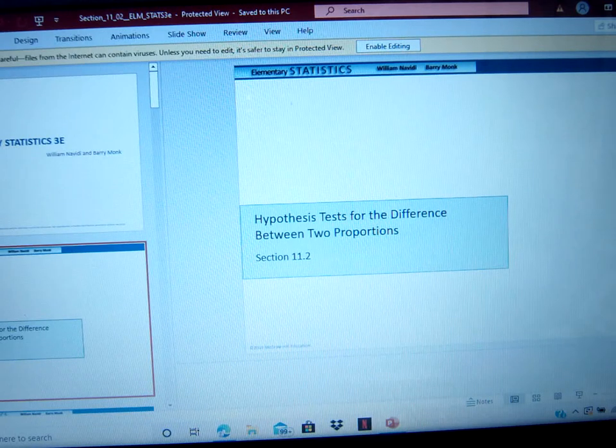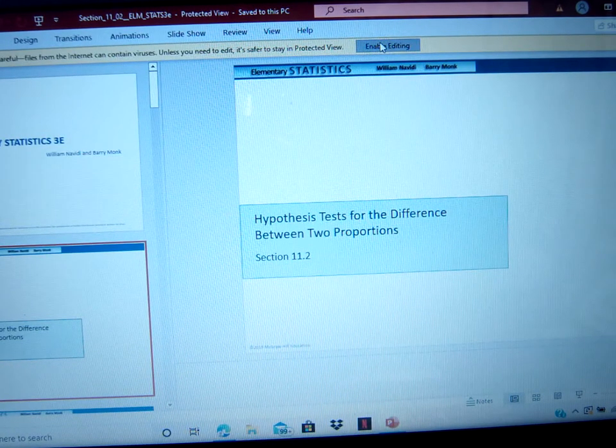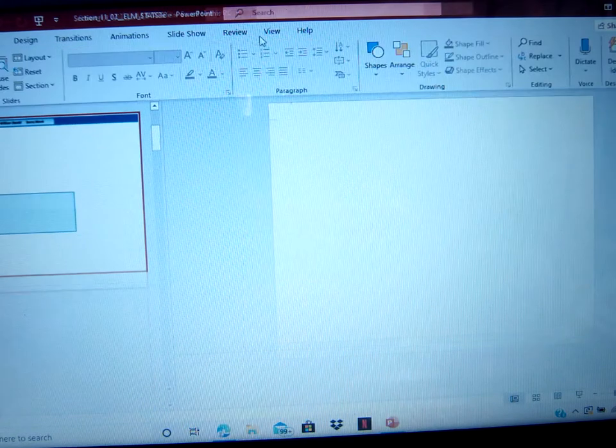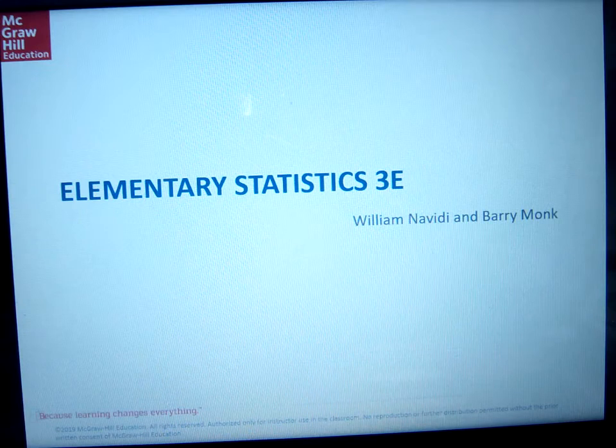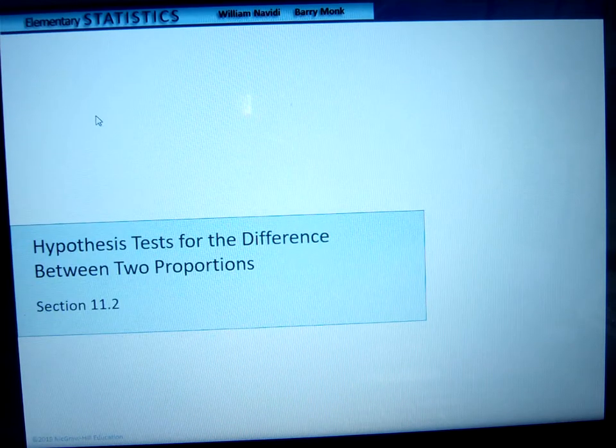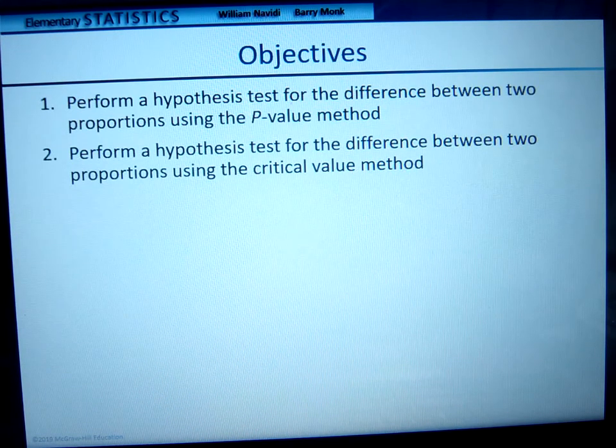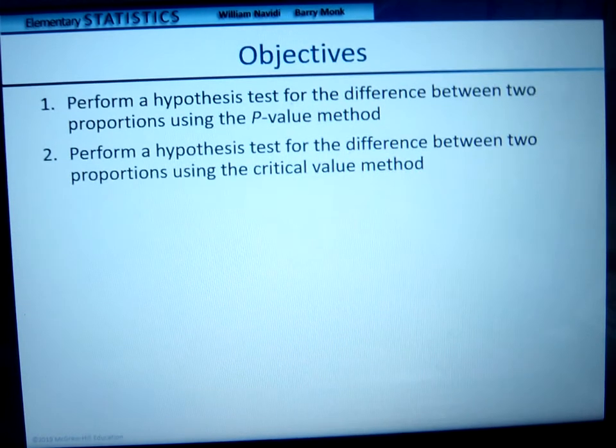Okay, so as promised, we're going to 11.2. We've done 10.1, 11.1, 10.2, and now 11.2. So we're going to take a look at the hypothesis test for the difference between two proportions. Let's start from the beginning here. We're going to take a look at performing hypothesis tests for the difference between two proportions using the p-value method, and perform a hypothesis test for the difference between two proportions using the critical value method.